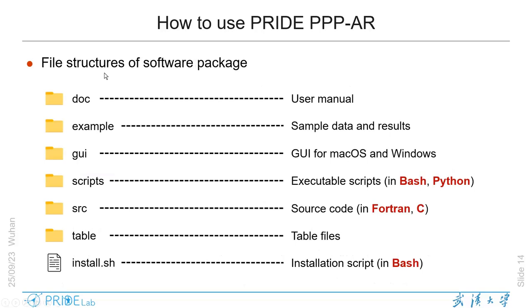And next, let's take a look at the structure of the software package. As you can see on our GitHub homepage, most of the folders have self-explanatory names, and I will just remind you that our scripts are written in Bash and Python, and the source code is mostly Fortran with a bit of C. If you want to read them to understand some algorithm, it would be helpful to have some background in these programming languages.